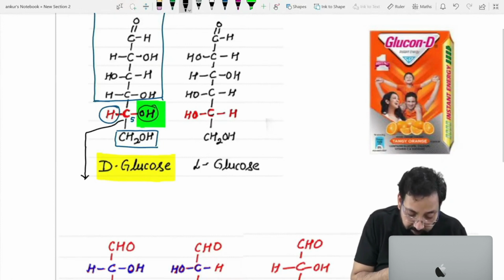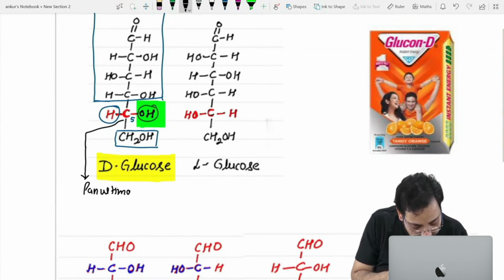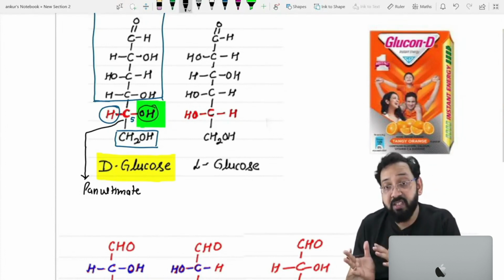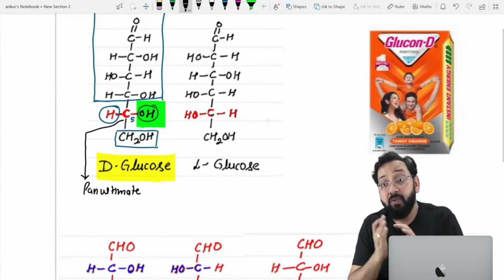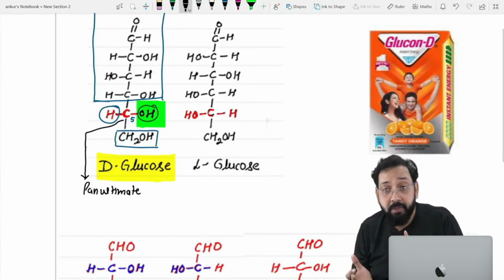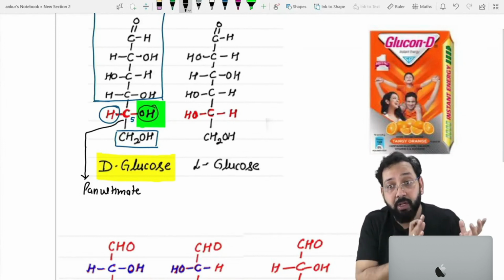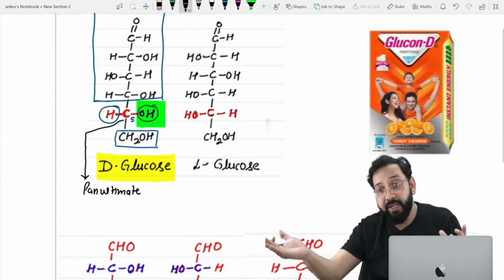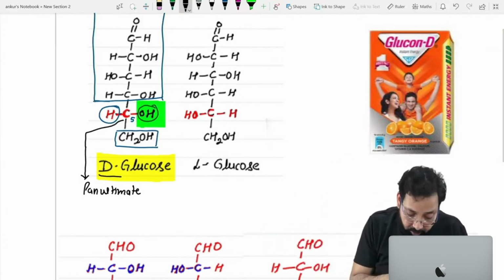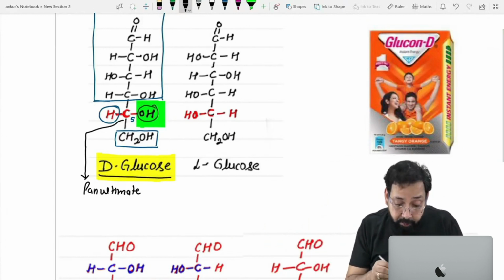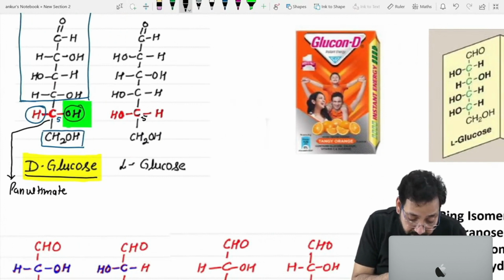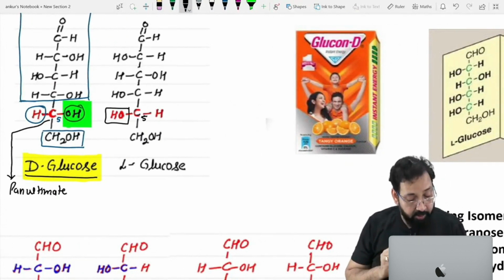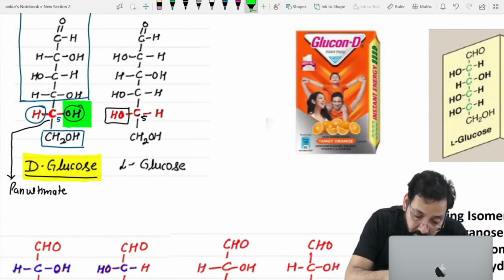Sometimes we say C5 is penultimate. Ultimate means last. Penultimate means previous to last. Last is carbon number 6, previous to last is carbon number 5. If OH orientation at carbon number 5 is on the right side, then it is capital D glucose. But if OH orientation at C5 is on the left side, then it is capital L glucose.